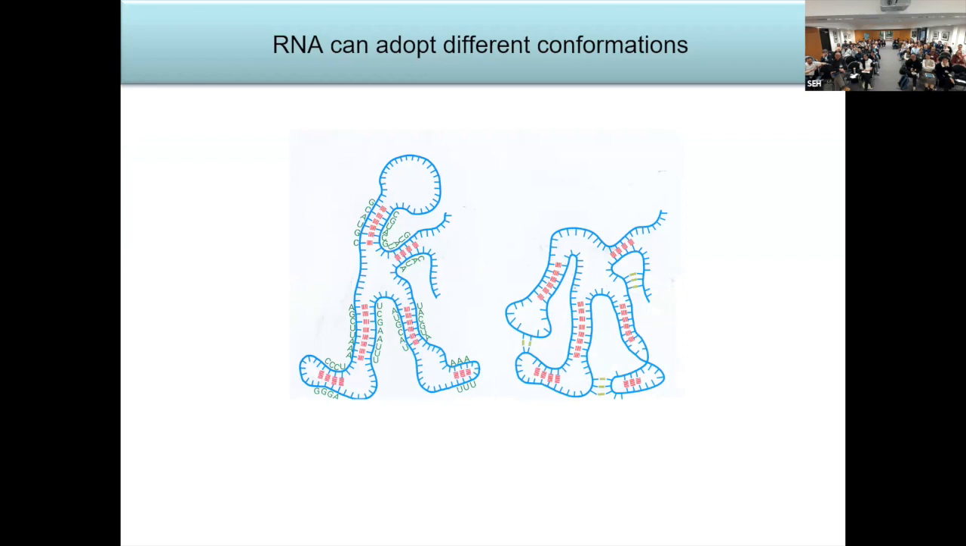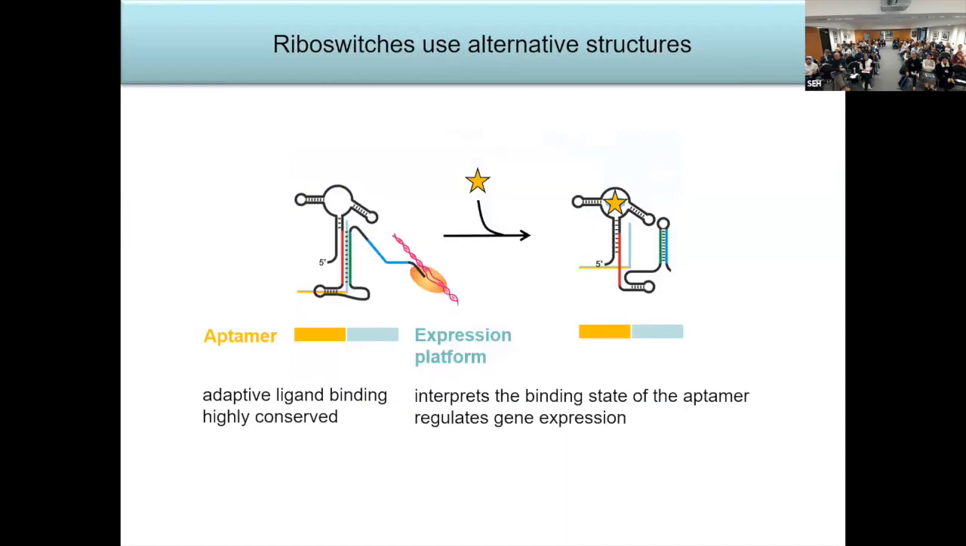Always start with this, my most favorite textbook picture, that shows that my most favorite and beloved RNA molecule is able to adapt different conformations. So it's a flexible molecule, and nature is using this to control gene expression. This is known. These are the riboswitches. They use this alternative conformation.